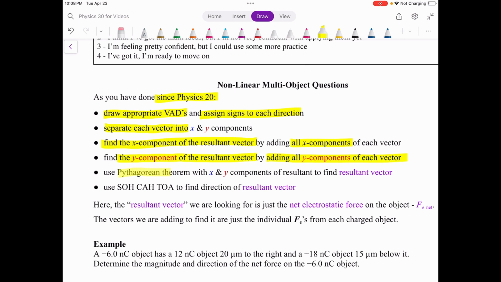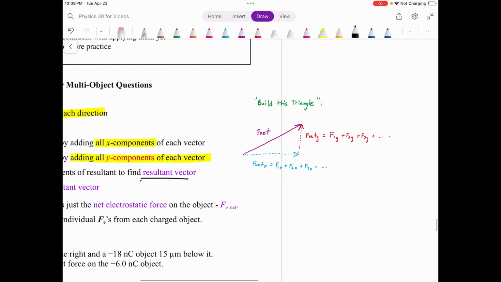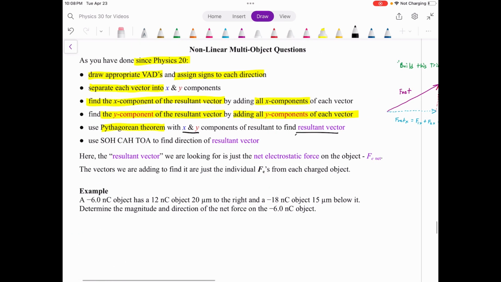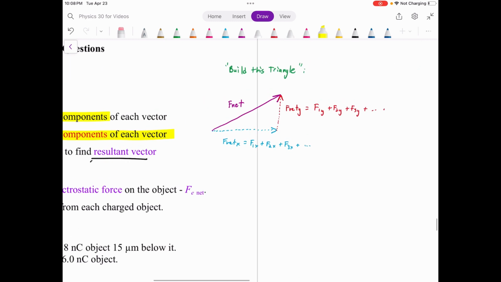So use the Pythagorean theorem with the x and y components of the resultant to find the resultant vector itself, right? If you know the net force in the x-axis and the net force in the y-axis, you can use the Pythagorean theorem to find the overall net force. And the last missing piece: net force is a force, so it's a vector, so we can use trigonometry to get the direction, which will often be an angle. Okay, so that's all we're going to do.